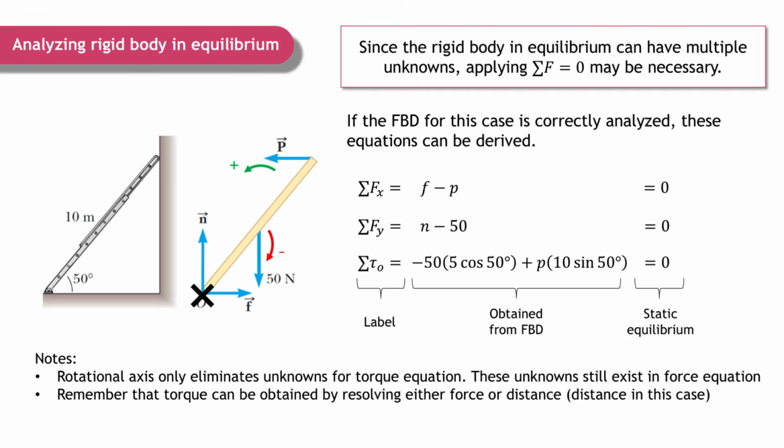Notice that choosing the rotational axis only simplifies the torque equation by eliminating unknown forces. Those unknown forces must still be included in the force equilibrium equations. Finally, remember that torque can be calculated by resolving either the force or the distance. In this example, the distance is resolved to obtain the torque equation.